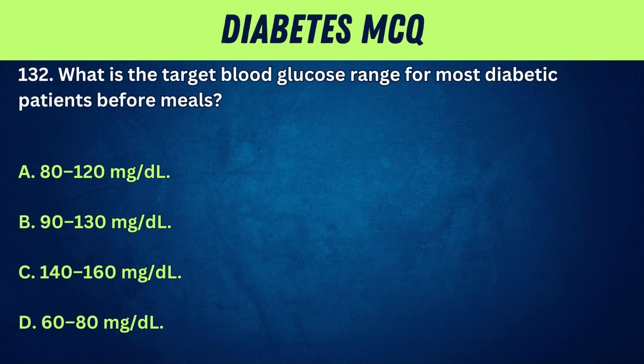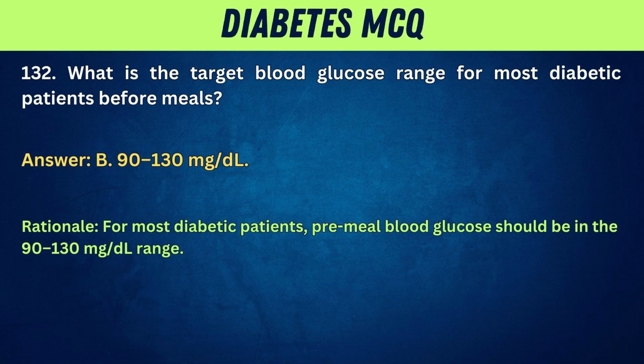132. What is the target blood glucose range for most diabetic patients before meals? A. 80 to 120 mg/dL. B. 90 to 130 mg/dL. C. 140 to 160 mg/dL. D. 60 to 80 mg/dL. Answer: B. 90 to 130 mg/dL. Rationale: For most diabetic patients, premeal blood glucose should be in the 90 to 130 mg/dL range.